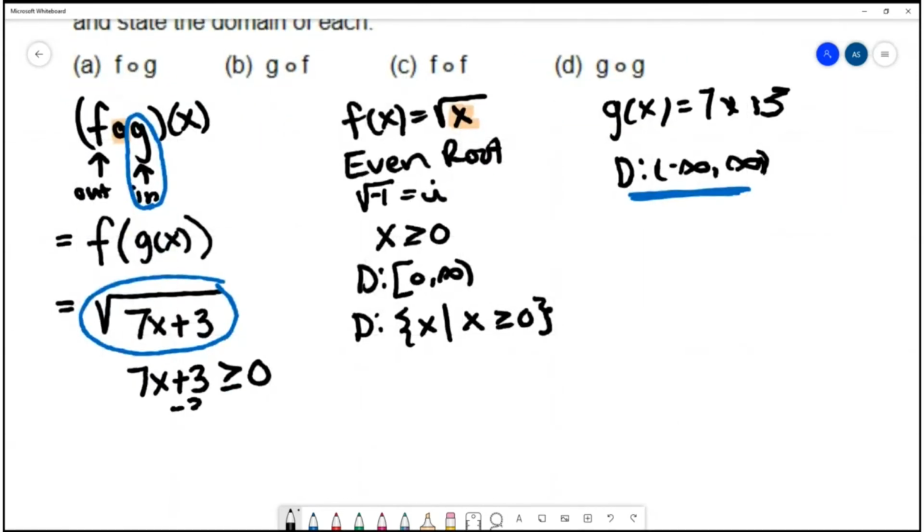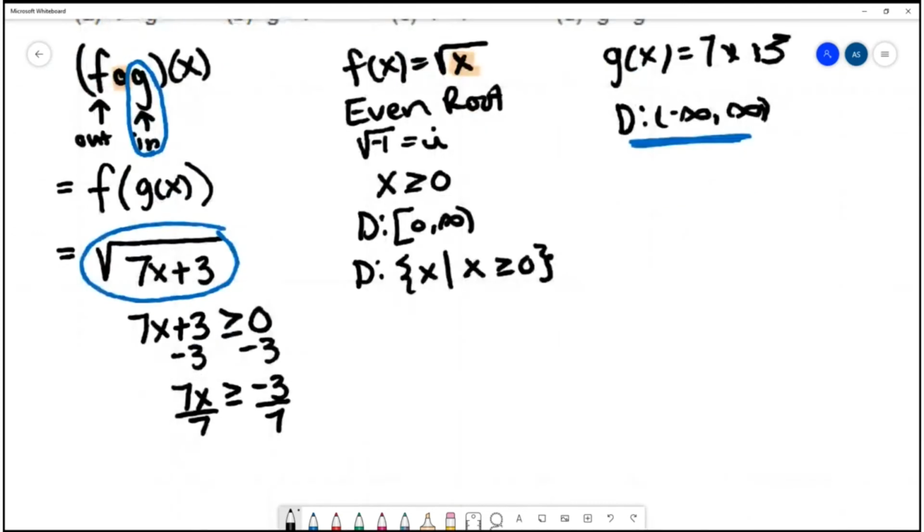I'm going to solve this inequality, and it'll lead me to the domain. So I solve by subtracting 3 on both sides. That's 7x is greater than or equal to negative 3. I'm going to divide by 7, and this gives x is greater than or equal to negative 3 over 7. So we have a domain of our composite function, f composed with g, being negative 3 over 7 to infinity.